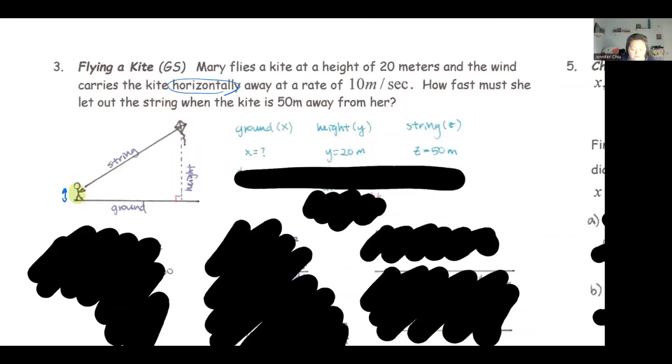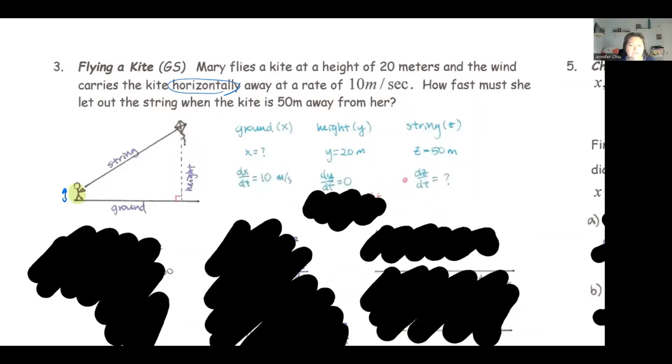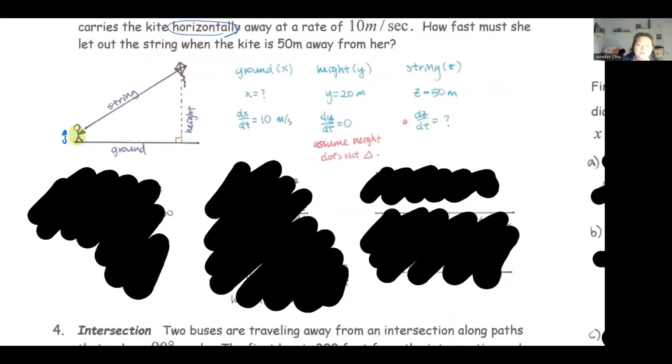Also, what rates do I know? I know dx/dt is 10 meters per second because it's carrying it horizontally at a rate of 10 meters per second. I also know that I'm assuming my height is not changing. That's why, a little hint here, I assume the height is not changing. And then dz/dt is looking for how fast the string is coming out when the kite is 50 meters away from her. Okay, same as the problem before, we're going to use the Pythagorean theorem 2 times.